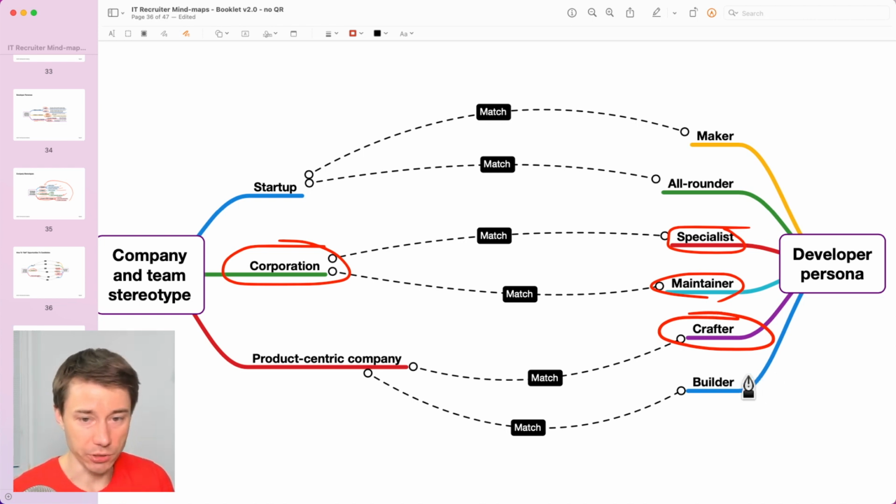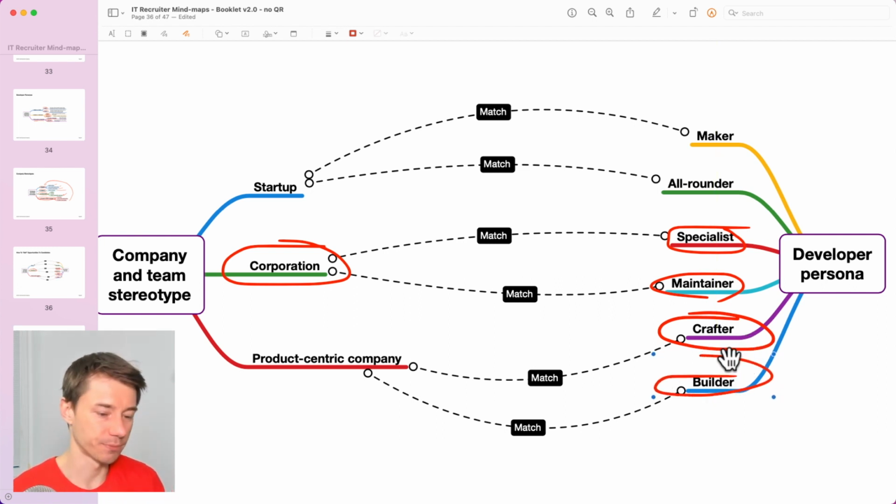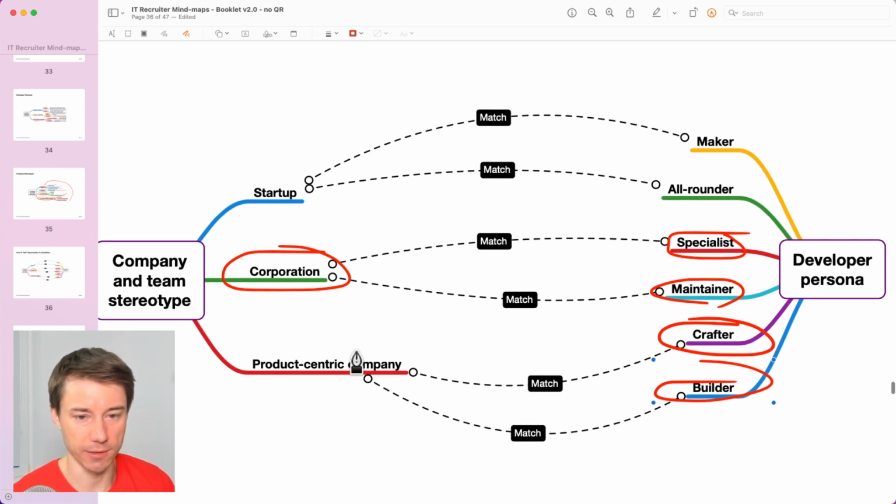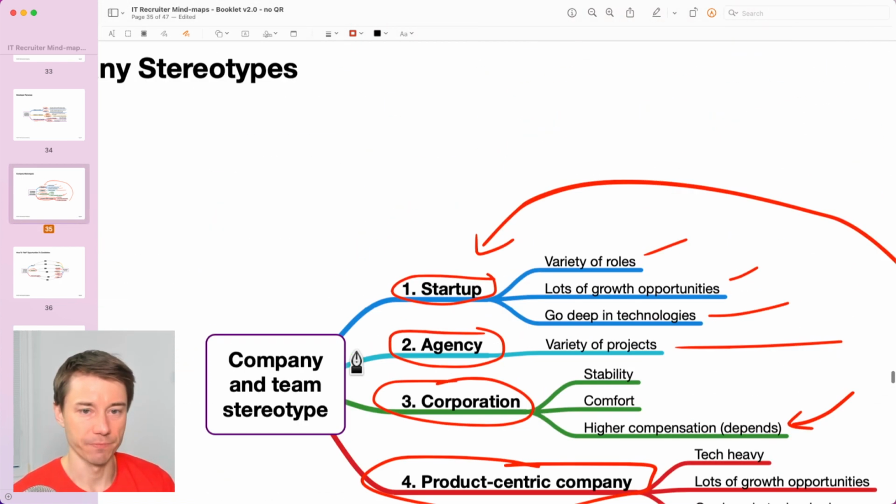Also, those builders could be a good fit for people who would build some new solution for the product-centric company. They may have one core product, but they may also need to create some spin-off from the product, maybe some different brand, or maybe to white label the product. So they need these builders who would take up on this challenge.